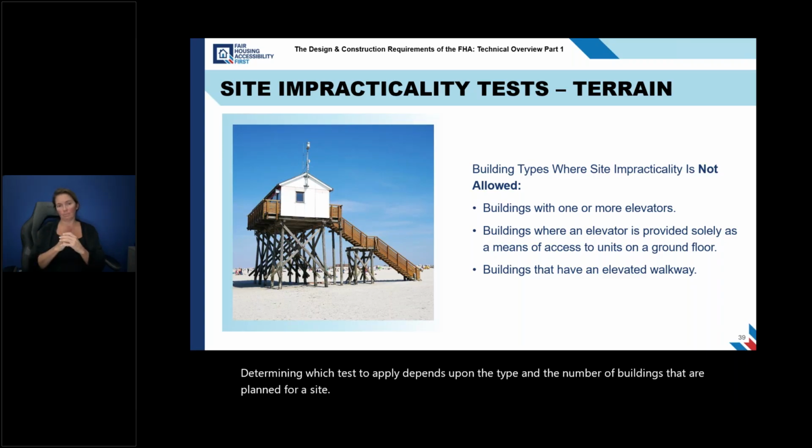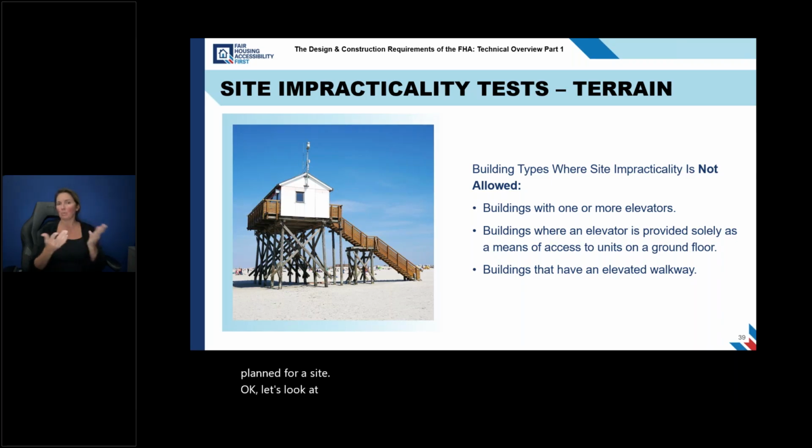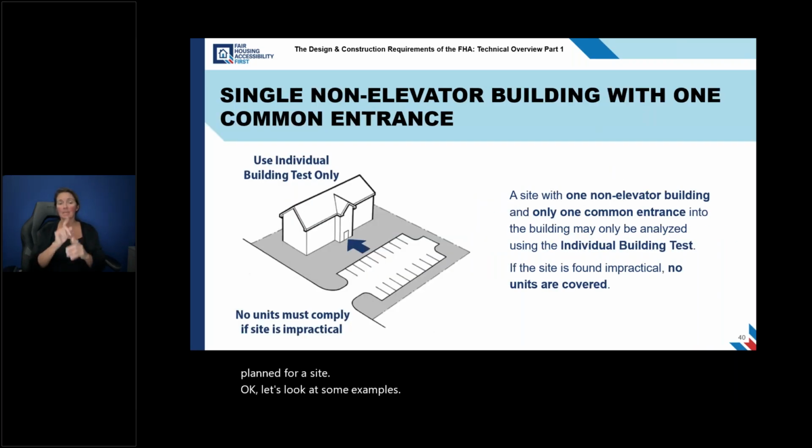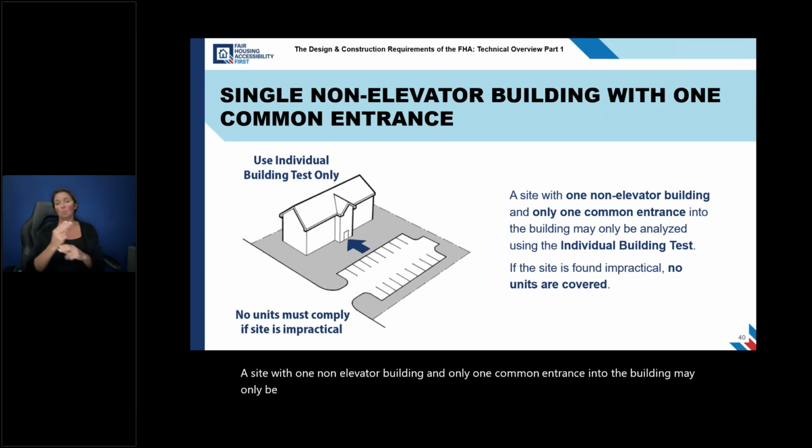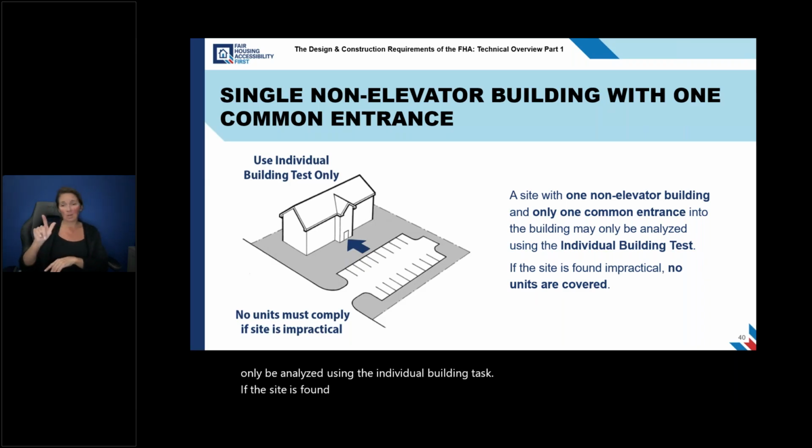Okay, let's look at some examples. Single non-elevator building with 1 common entrance. A site with 1 non-elevator building and only 1 common entrance into the building may only be analyzed using the individual building test. If the site is found impractical, no units are covered.